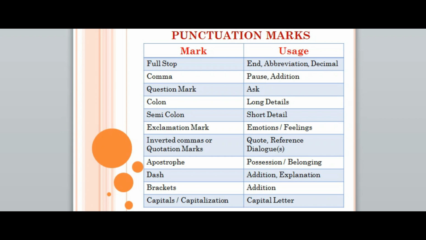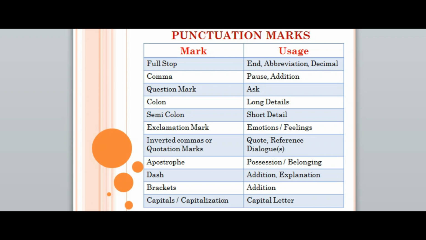Number 2, comma. It is used for showing the pause or any addition in the sentences. Number 3, question mark. It is used to ask something, to inquire something, to question something. Number 4, colon. It is used for long details of items in a sentence. Number 5, semicolon. It is used for short details. Number 6, exclamation mark. It is used for showing emotions and feelings in the written sentences.